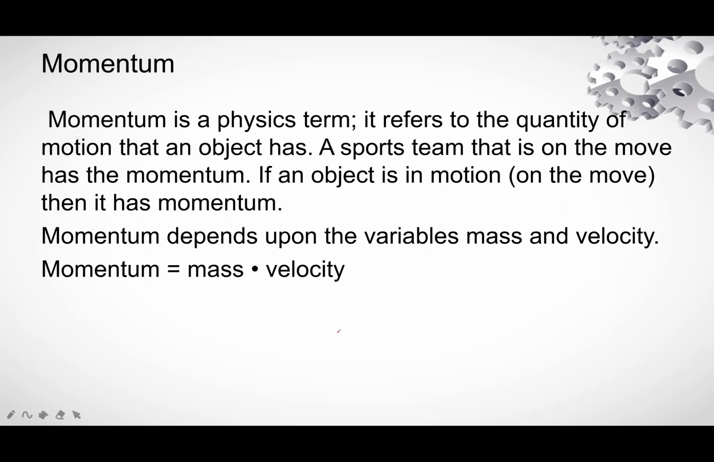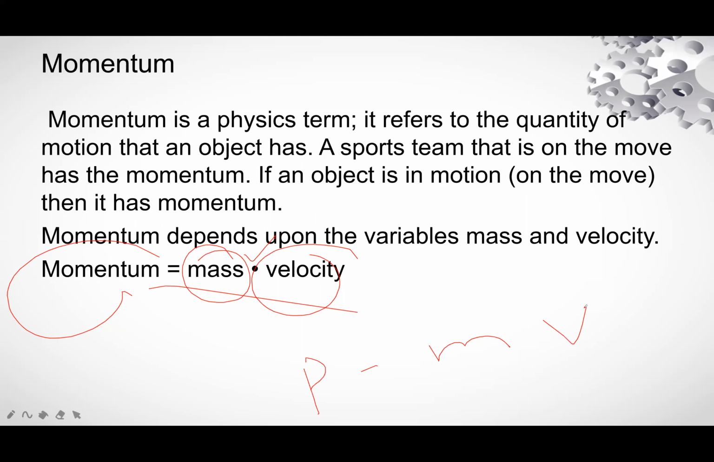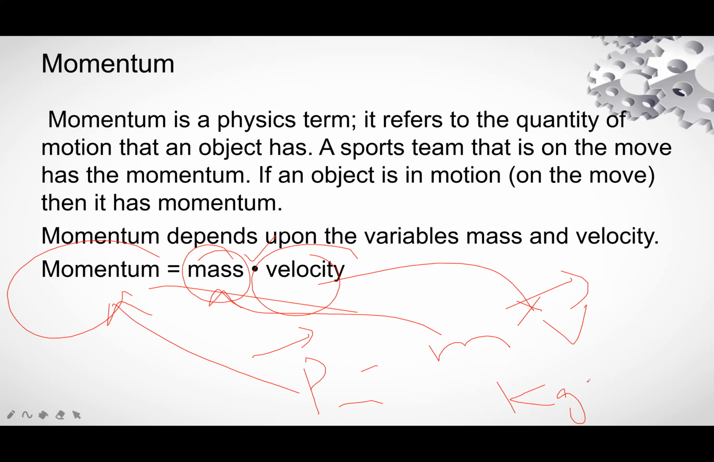Momentum depends upon two variables, velocity and mass. The product of mass and velocity is called momentum. P is equal to mv, where P represents momentum, m represents mass, and v represents velocity. Momentum is a vector quantity. Unit is kilogram meter per second.